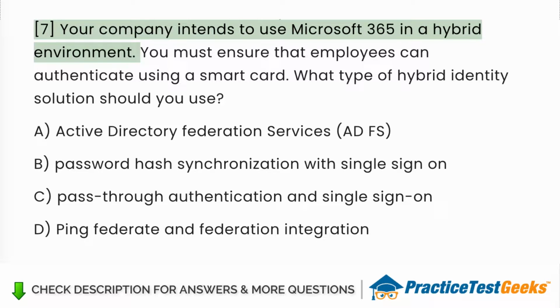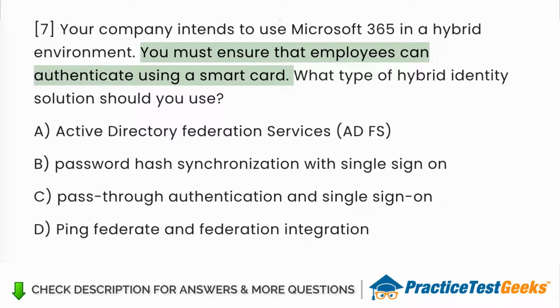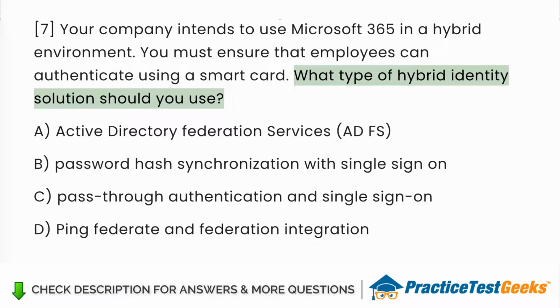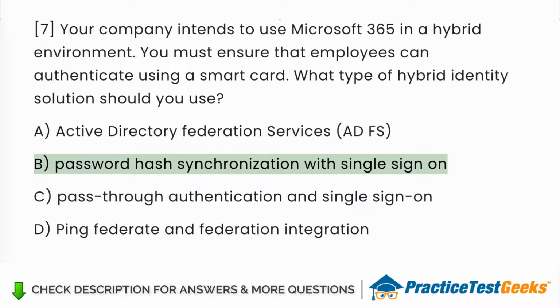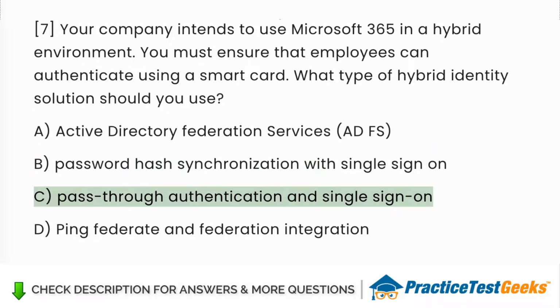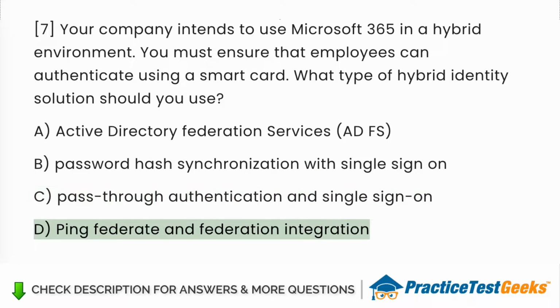Your company intends to use Microsoft 365 in a hybrid environment. You must ensure that employees can authenticate using a smart card. What type of hybrid identity solution should you use? A. Active Directory Federation Services. B. Password hash synchronization with single sign-on. C. Pass-through authentication and single sign-on. D. Ping Federate and Federation integration.